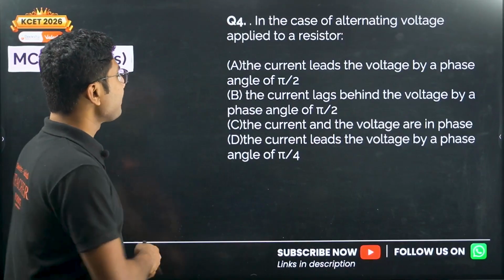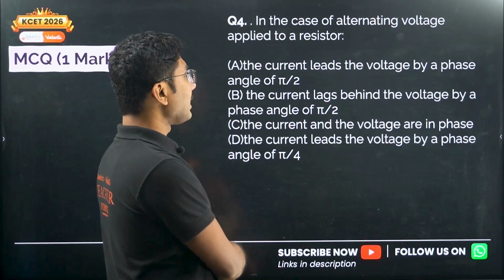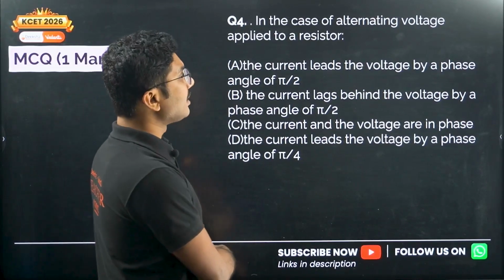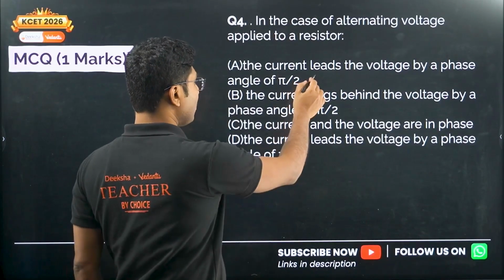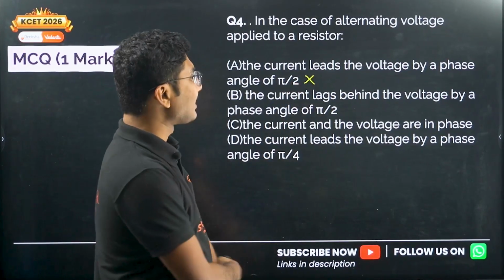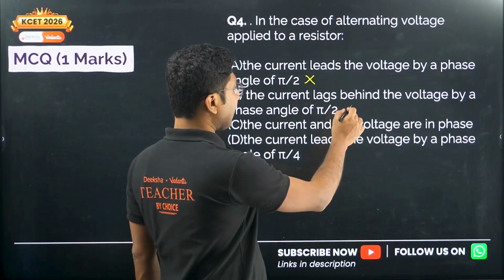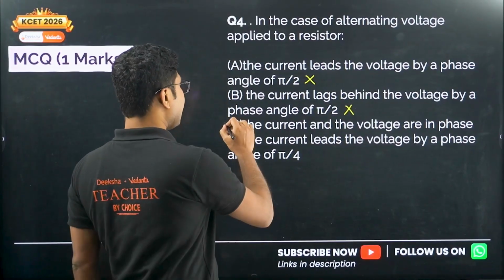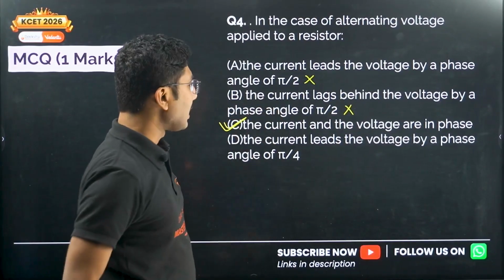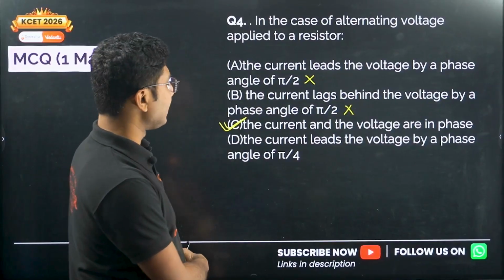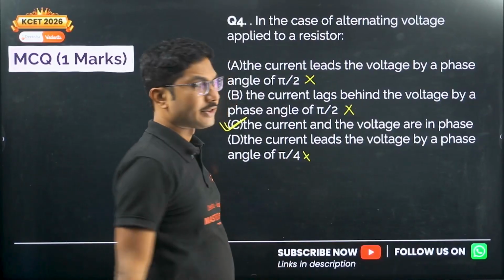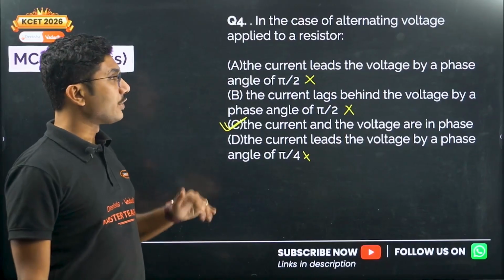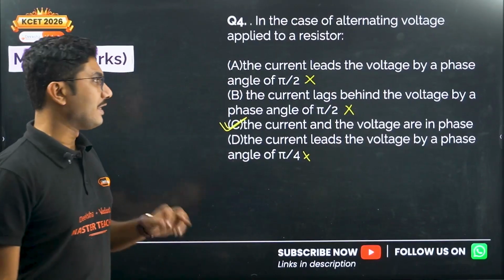Now next question, in case of alternating voltage applied to a resistor, the current leads the voltage by a phase difference of pi by 2. No. The current lags behind the voltage by a phase angle of pi by 2. No. The current and voltage are in the same phase. Yes, this is the correct statement. The current leads the voltage by a phase difference of pi by 4. Again, this is a wrong statement. So the correct statement is, in case of a simple resistor, current and voltage both are in the same phase.